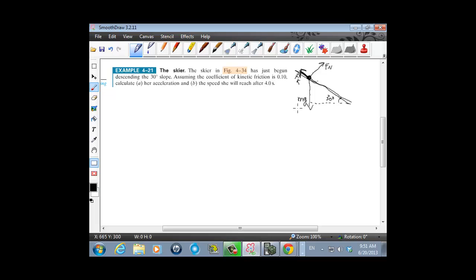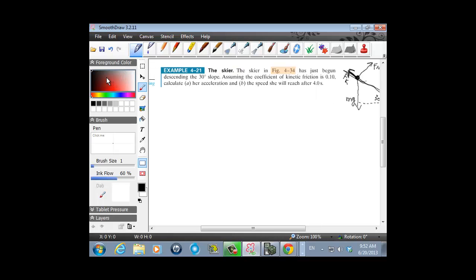And then what do we always want to do? Break into components. Yeah, we want to break things into components. There we go.